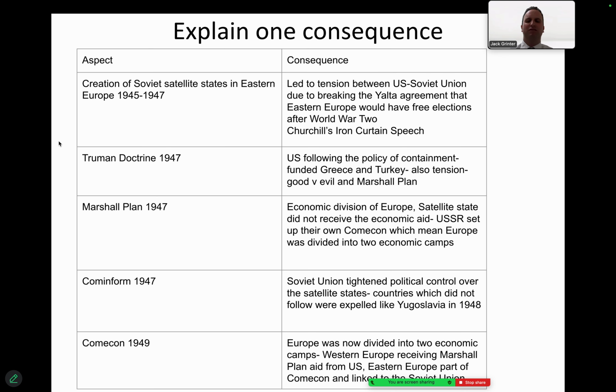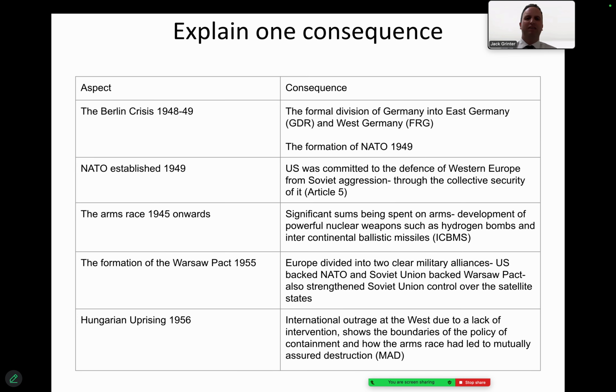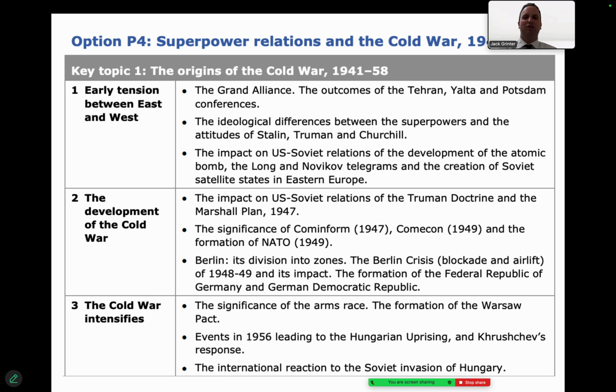Okay. And then you've got the second part of it. And then you've got the third part. So if you want to actually revise one consequence for each event, you can do. As I said though, if you know how to answer the explain the importance question, the explain one consequence, the first question in the Cobble paper, will be quite straightforward.